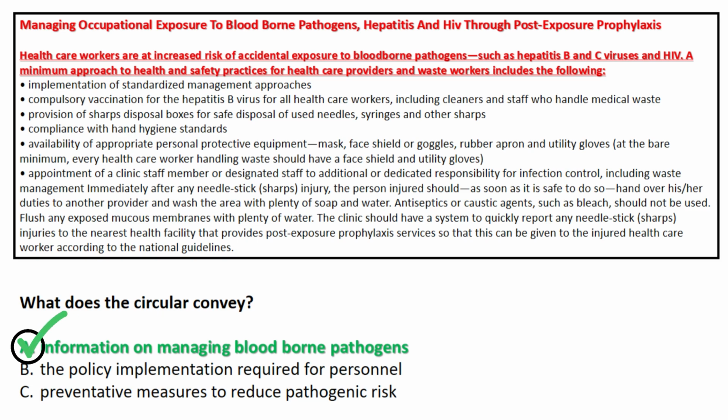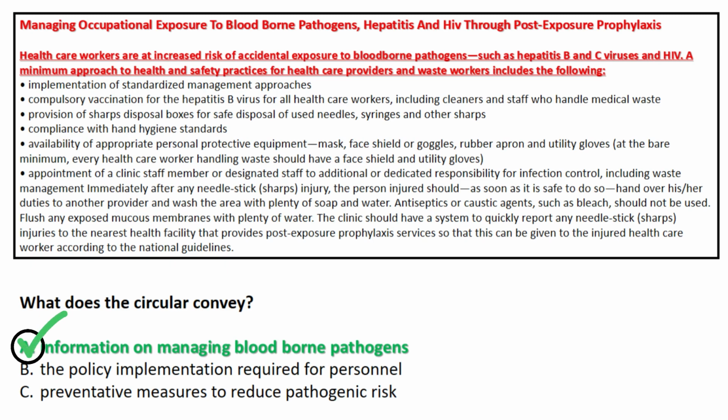C. Preventative measures to reduce pathogenic risk. While the paragraph does mention measures such as vaccination, disposal boxes, hand hygiene, and personal protective equipment, it primarily focuses on managing bloodborne pathogens and handling needle stick injuries. It provides information on what to do after an exposure has occurred rather than solely focusing on preventative measures. Therefore, option C is incorrect.